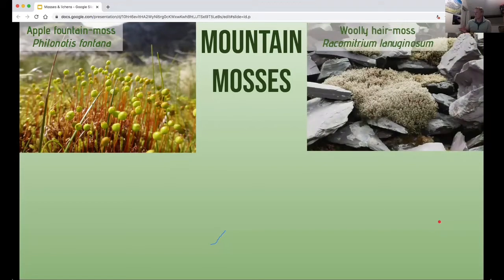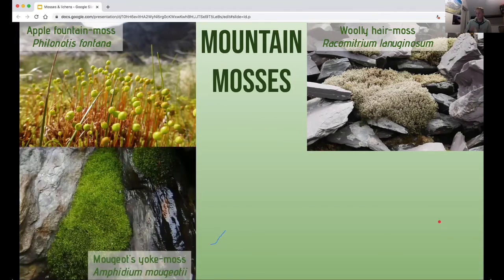One which is really common in the mountains, moorlands, and rocky environments, a very dry habitat, is the woolly hair moss, and again that woolly nature is to do with the leaf tips having these little hairs, which are meant to reflect the sun's heat, so it's meant to be an adaptation to living in a dry environment. So that's one of the Racomitrium, and that's quite significant in the uplands. Woolly hair moss.